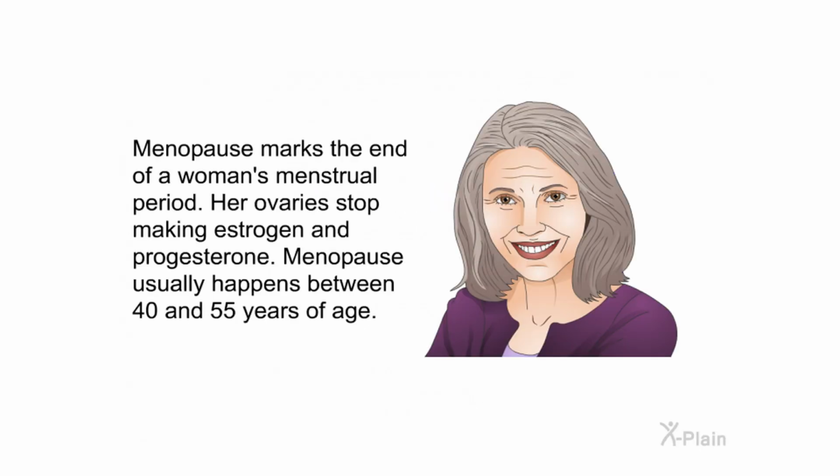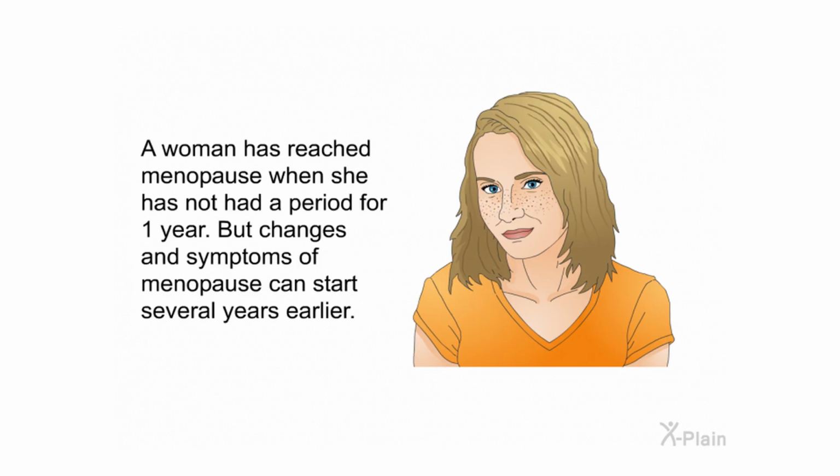Summary. Menopause marks the end of a woman's menstrual period. Her ovaries stop making estrogen and progesterone. Menopause usually happens between 40 and 55 years of age. A woman has reached menopause when she has not had a period for 1 year, but changes and symptoms of menopause can start several years earlier.